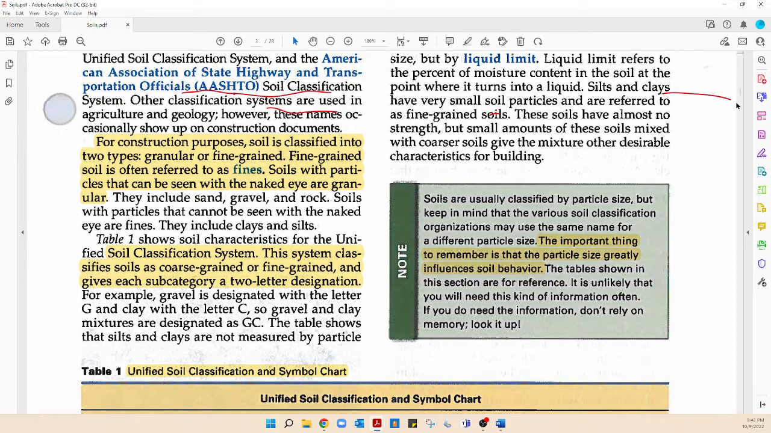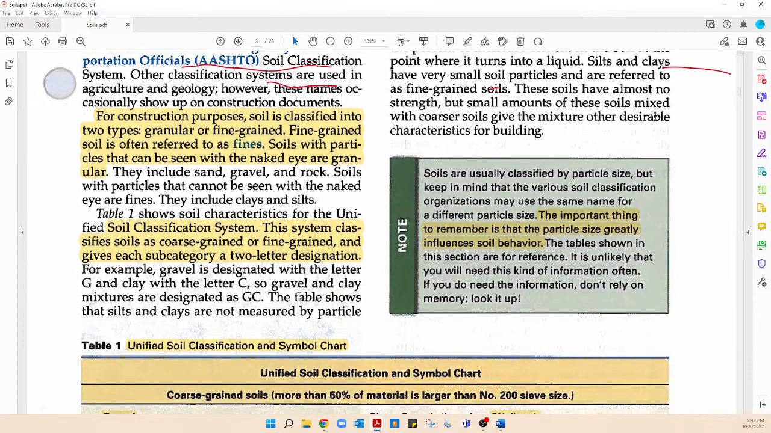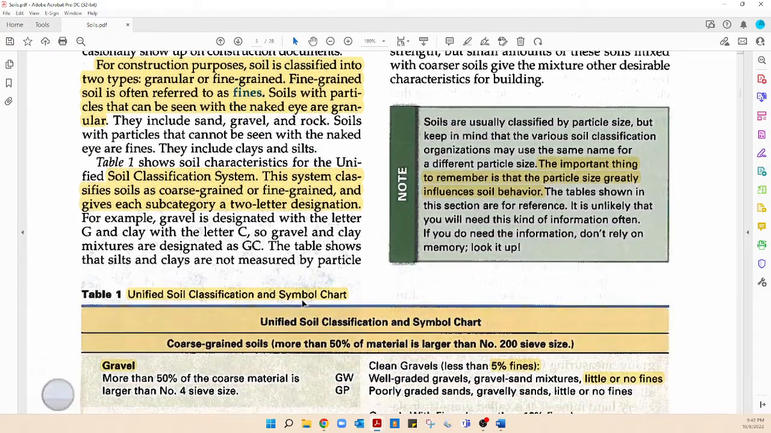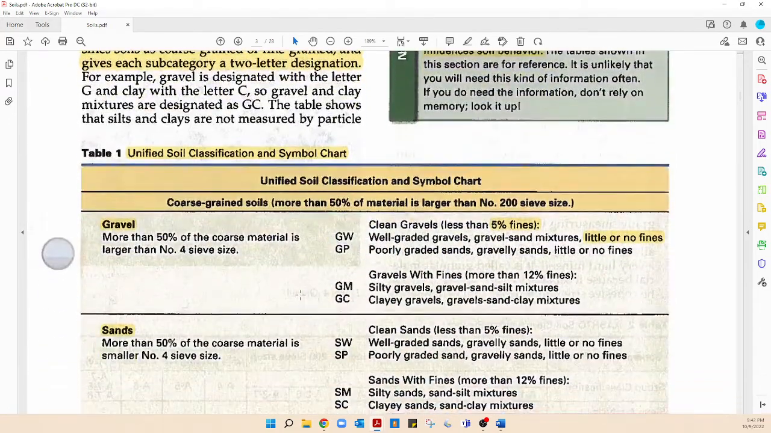That is what we're going to really get into, and also the unified soil classification system. This system classifies soils as coarse grain or fine grain. The next one coming up here is unified soil classification.